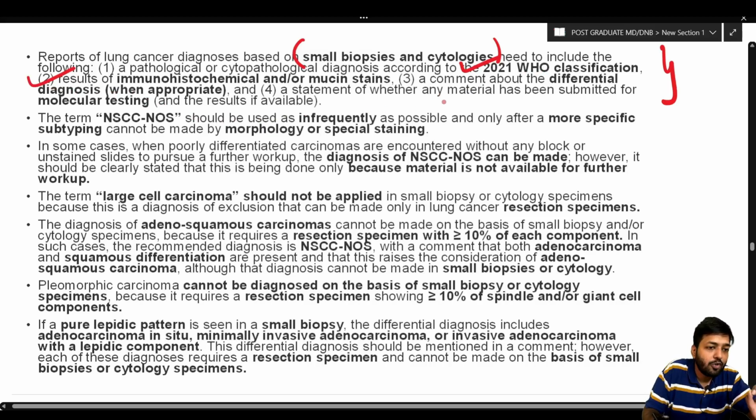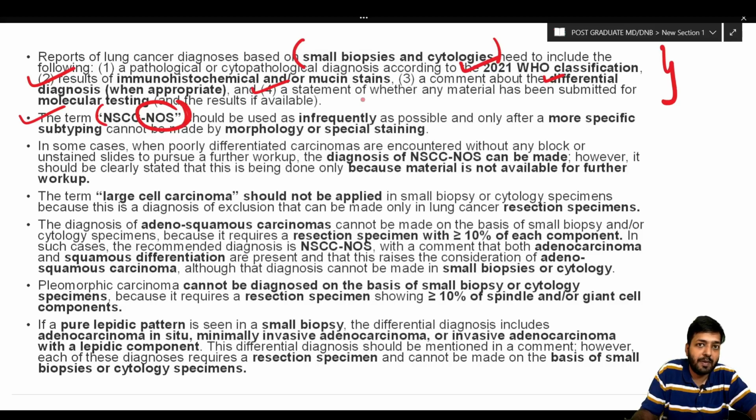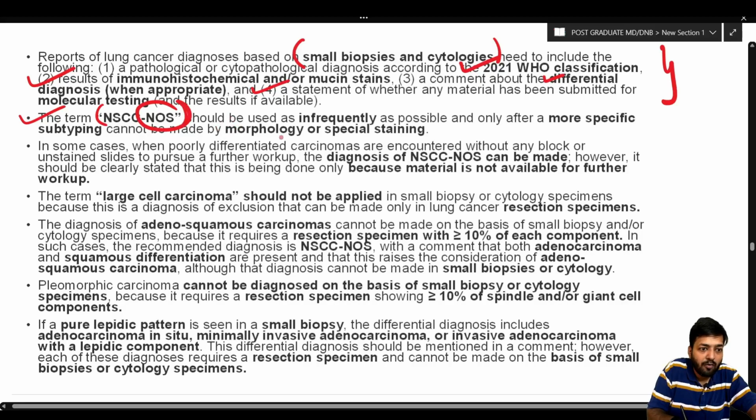Number 2, you should also mention the result of the immunohistochemical or mucin stains. Any special stain that you are doing should always be mentioned. A comment about the differential diagnosis when appropriate has to be given. A statement of whether any material has been submitted for molecular testing and if the results were available. As already mentioned, the term non-small cell carcinoma NOS should be used as little as possible, because we want a more specific diagnosis so that the patient can get treatment out of it, either based on morphology or special staining like IHC or mucin stain.